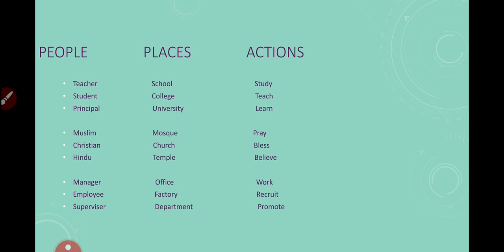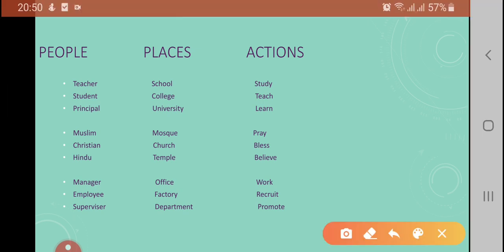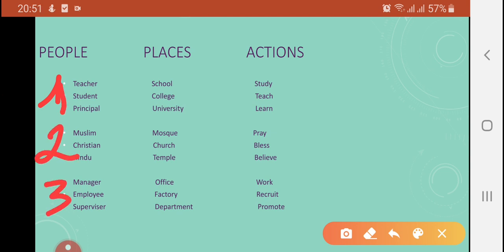I mean an area such as here. I have taken education. Let's look here. I have taken religion and I have taken business. Of course, you can do the same or you may divide them as you like. So, in the field of education, I've chosen people such as teacher, students, principal, places, school, college, university, action, study, teach, or learn. Of course, you can go on with the list.